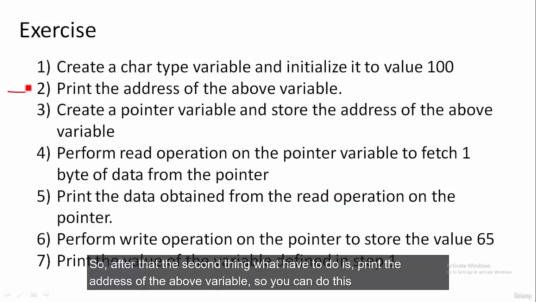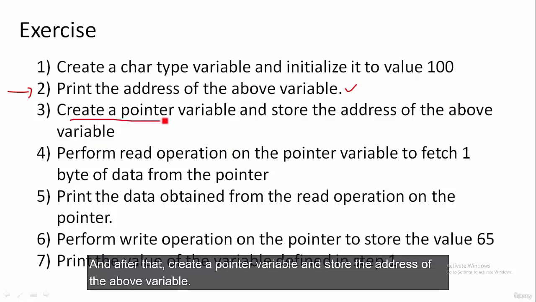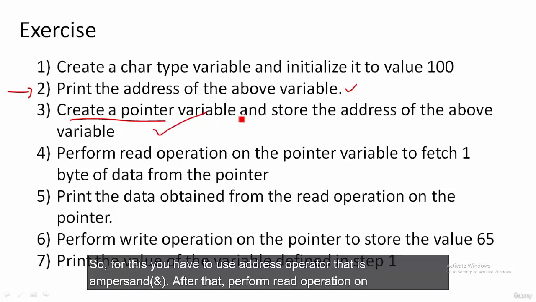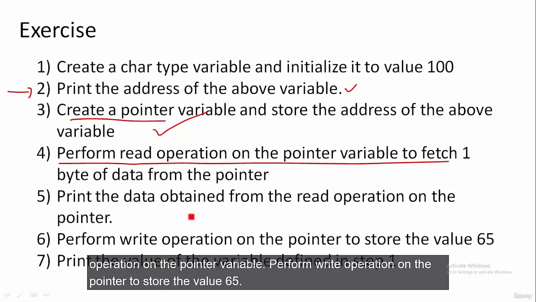After that, the second thing you have to do is print the address of the above variable. You can do this by using a printf statement with the format specifier %p, right? And after that, create a pointer variable and store the address of the above variable. For this, you have to use the address operator, that is ampersand. After that, perform a read operation on the pointer variable to fetch 1 byte of data from the pointer. Print the data obtained from the read operation on the pointer variable.